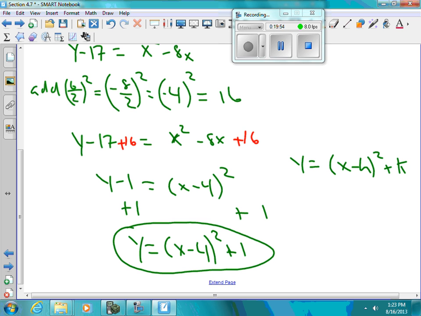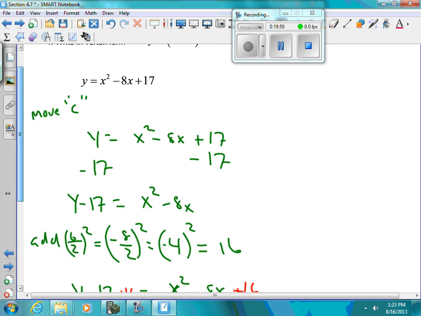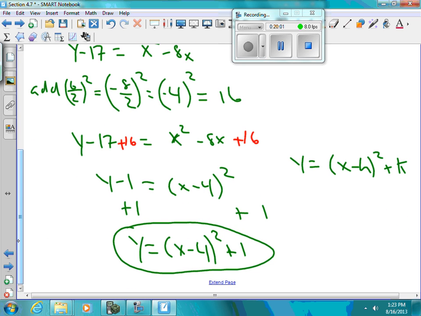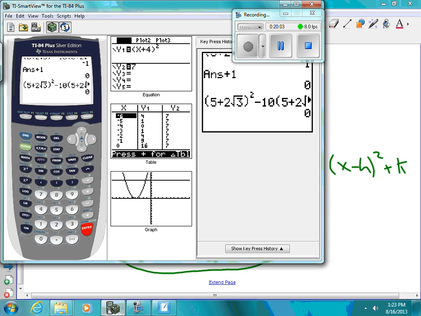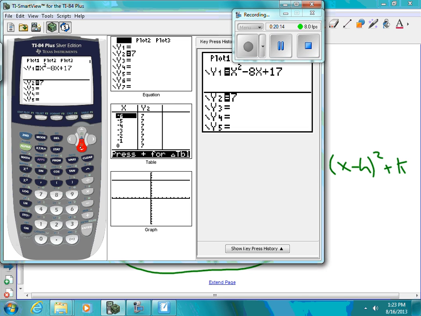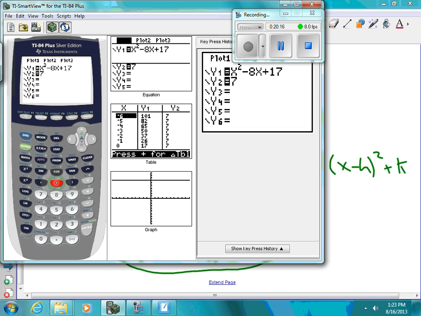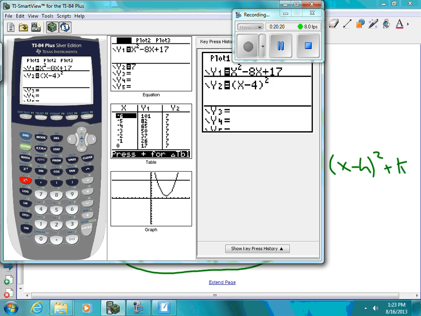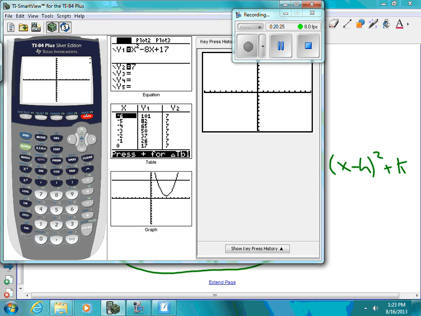And if you don't believe me, this is a great one to double check your work by graphing both the original equation and the new equation. It's kind of like when we did factoring. Let's just remind ourselves how we do that. First in y1, let's put x squared minus 8x plus 17. And in the second line, we're going to put x minus 4 squared plus 1. Let's graph it. Let's see what the pictures look like.